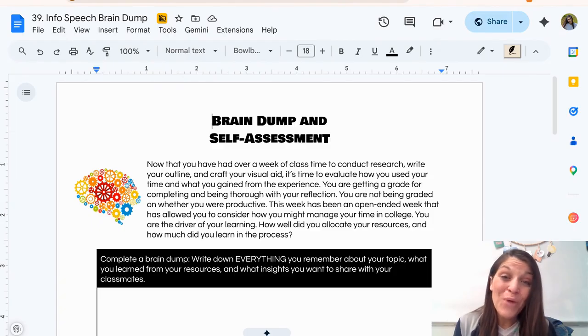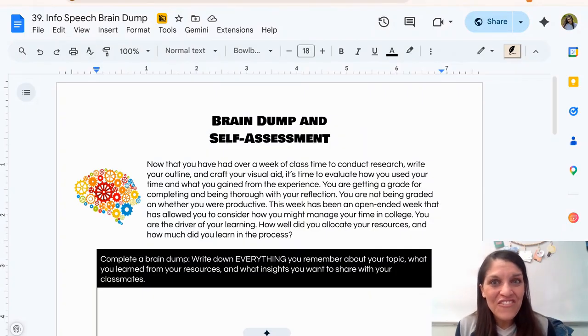One of my favorite ways to apply retrieval in the classroom is a brain dump. And a brain dump is simply a way of asking students for a specific time period to recall or write down everything that they know. And so I do retrieval in a couple of different ways in my classrooms. This is one of my favorites.